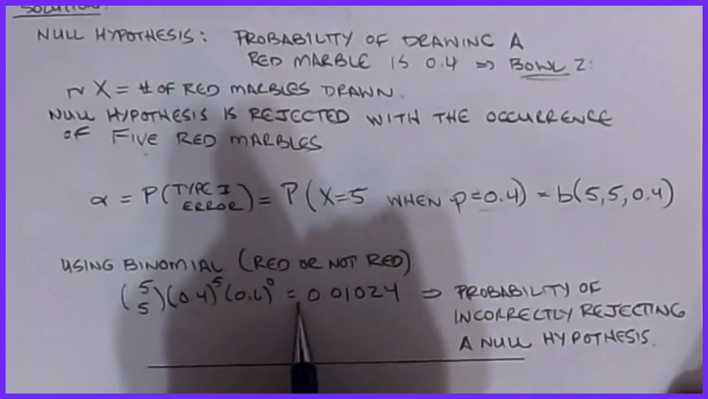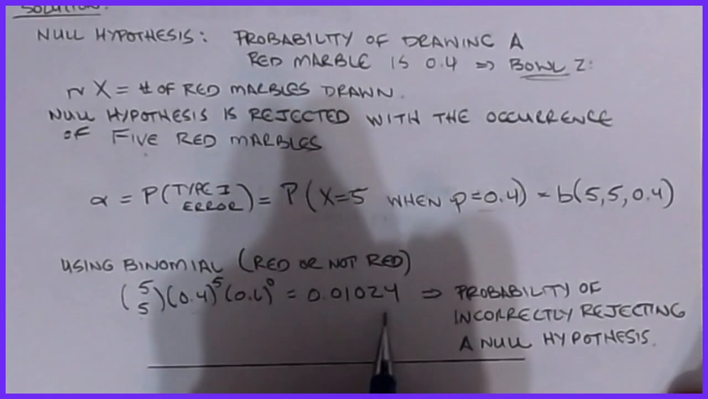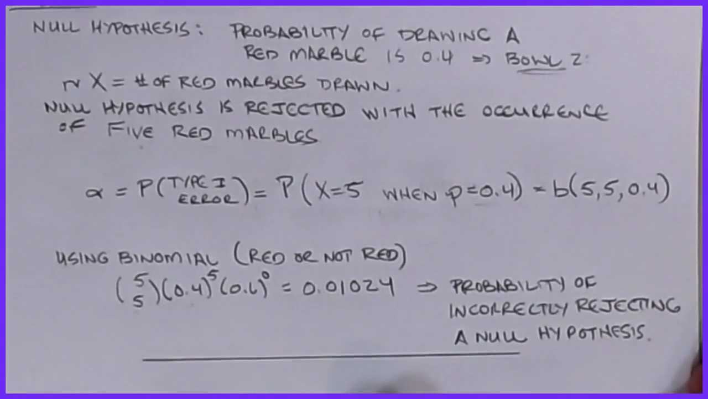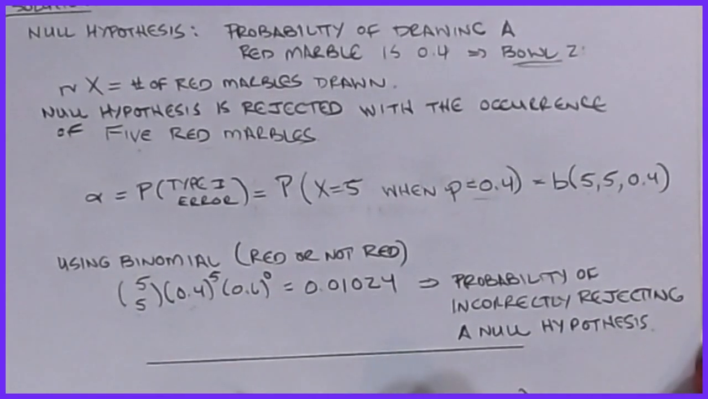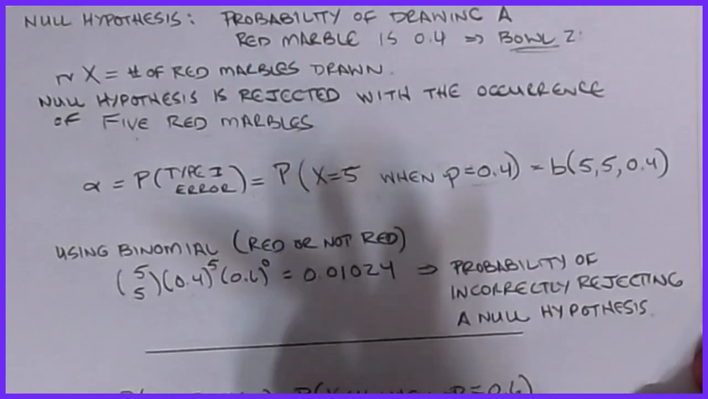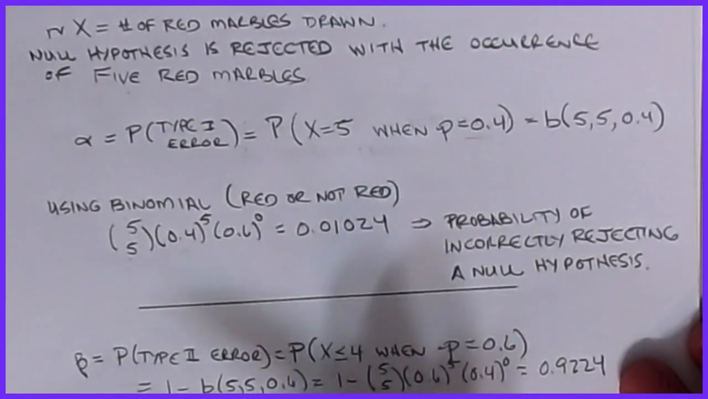All right, and when I do this, this means that our alpha has a probability of 0.01024. So the probability of incorrectly rejecting a null hypothesis on this particular problem would be a little bit more than a 1 in 100 chance, a 1% chance. Now it doesn't mean that it can't occur, but that's how we define that.